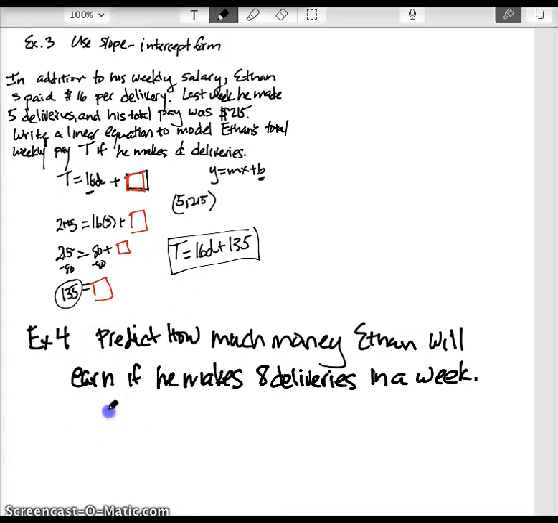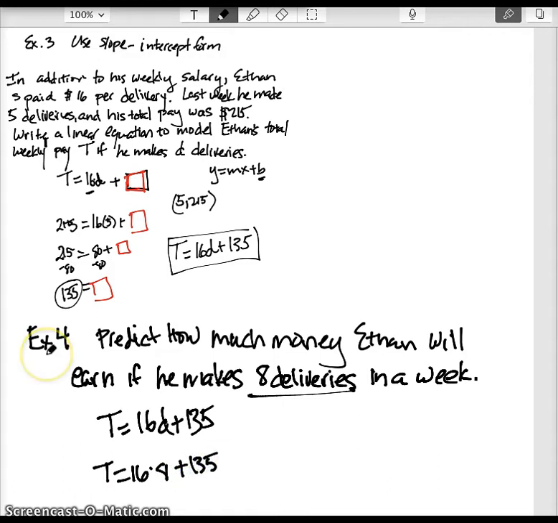Well, we've got this really cool formula, which is going to give us everything we need. 16D plus 135. We know that deliveries refers to D in this case. So T is equal to 16 times 8 plus 135. So we get 128 plus 135. The next thing we need to do is find the sum, and we get $263 in this case. So after 8 deliveries, Ethan's going to make $263.